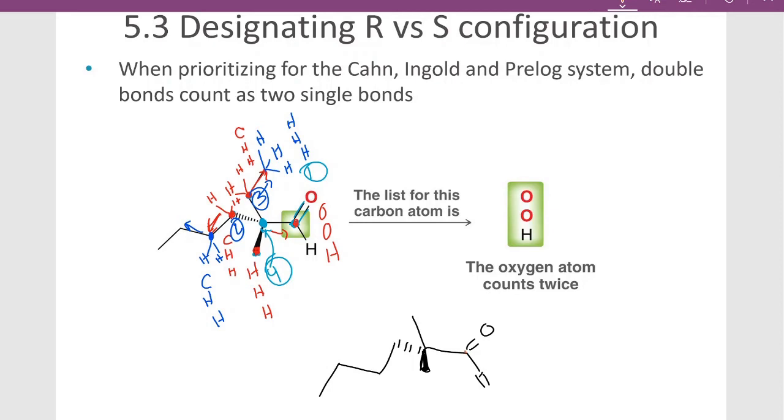So this carbon was priority number 1 because it had the oxygens. This one was number 4. This one's number 2, and this one's number 3. So again, we have our priority number 4 coming out at us. The progression of rotation appears to be 1 to 2 to 3. So it looks like R, but since the lower priority group is coming out, this configuration is S.